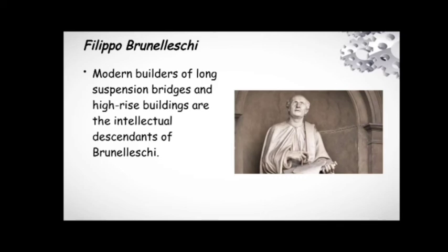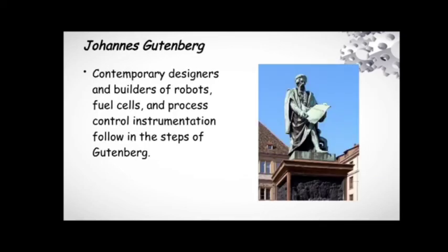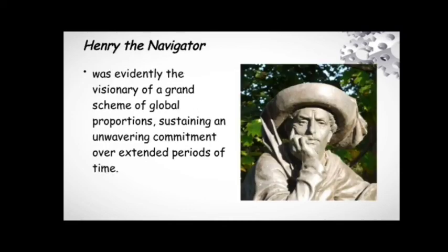All right, and the next one is Johannes Gutenberg. He was a superb innovator in the making of small devices, paying particular attention to the integration of multi-component systems. So contemporary designers and builders of robots, fuel cells, and process control instrumentation technically follow in the steps of Gutenberg. All right, the third one is Henry the Navigator. Prince Henry was evidently the visionary of a grand scheme of global proportions, sustaining an unwavering commitment over an extended period of time. The later Guglielmo Marconis and Henry Fords can evidently identify with Prince Henry.